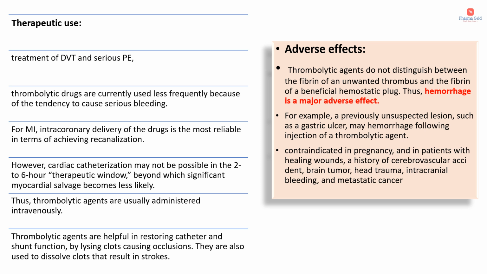Thrombolytic agents are helpful in restoring catheter and shunt function by lysing clots causing occlusions. They are also used to dissolve clots that result in strokes. Coming to the adverse effects, thrombolytic agents do not distinguish between the fibrin of an unwanted thrombus and the fibrin of a beneficial hemostatic plug. Thus, hemorrhage is a major adverse effect. For example, a previously unsuspected lesion such as a gastric ulcer may hemorrhage following injection of a thrombolytic agent.